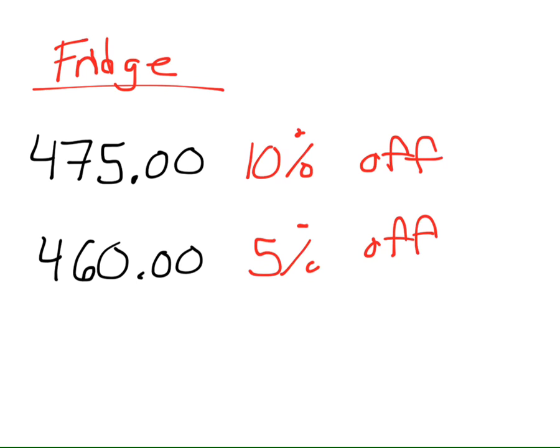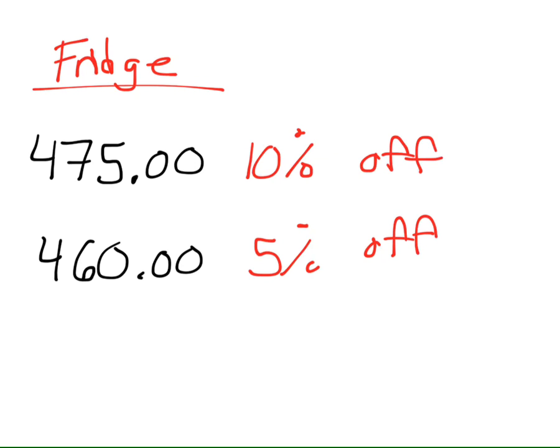So, without a calculator, I want you to try this without a calculator. You walk into wherever store you're buying your fridge from, and the salesman meets you and gives you these two deals. Or let's say you go to two different stores, you get these two deals. And you have to decide on the spot which one you're buying. You want the cheaper one, right? They're the exact same thing. Do you want the $475 fridge for 10% off? Or do you want the $460 fridge for 5% off?